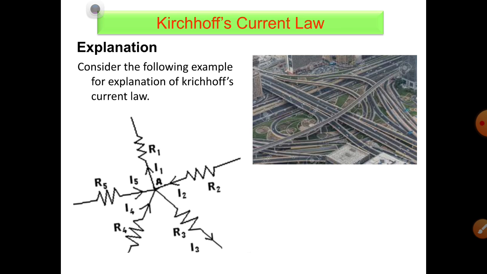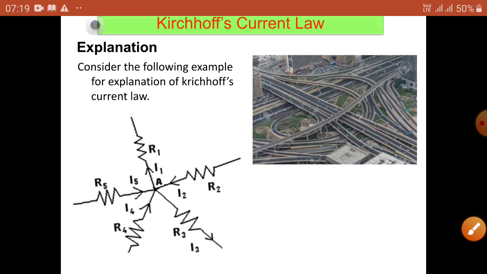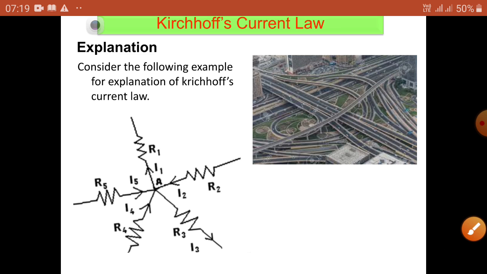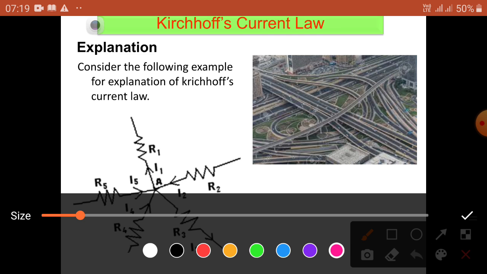Now, here the junction is A. Here we connected different elements. This is one connected element, and we connected this element and this element, and all are connected to the common point here. Now, you can also see the direction of the current in these circuits is different.